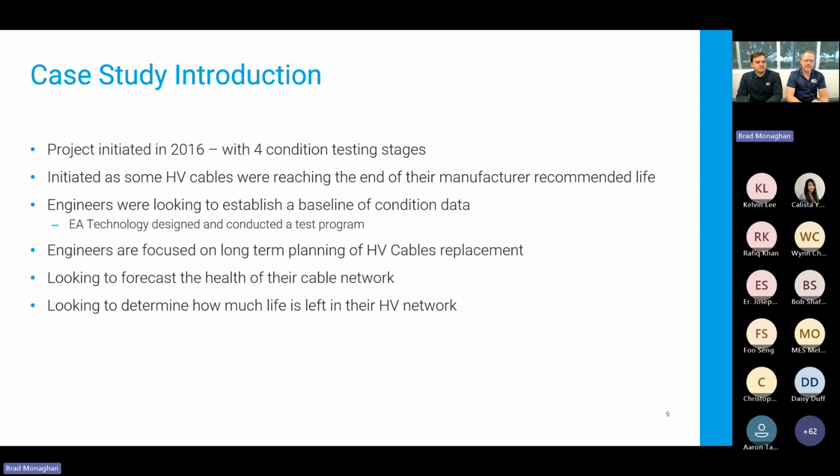Engineers are looking at establishing a baseline of the condition data, and so we worked with them to come up with a suite of tests that were able to be done to get the best condition data to put into the CBRM process. They're focused on long-term planning. They want to forecast the health of their assets, and they want to figure out how much life's left in the end of their HV network.